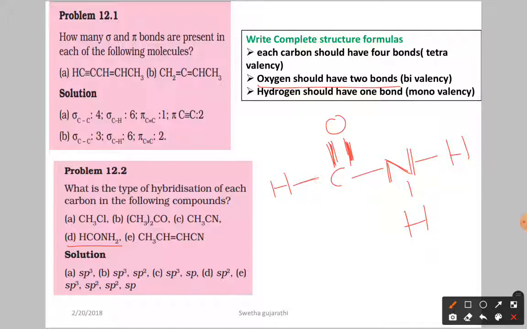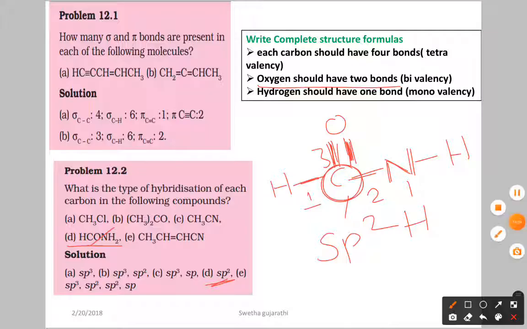Now they are asking about the carbon. Here we have 3 sigma around the carbon atom: first sigma, second sigma, third sigma. Where multiple bonds are there, you have to take only one as a sigma bond. So 3 sigma means the hybridization is sp2.